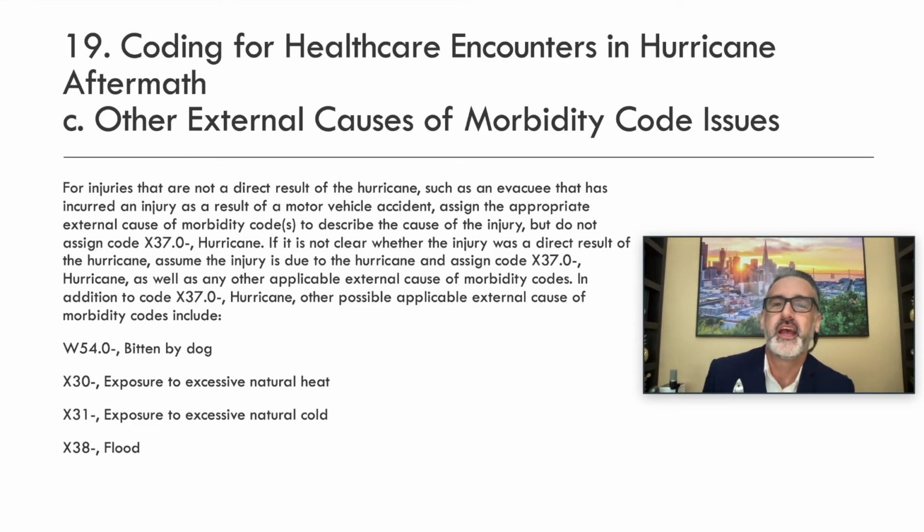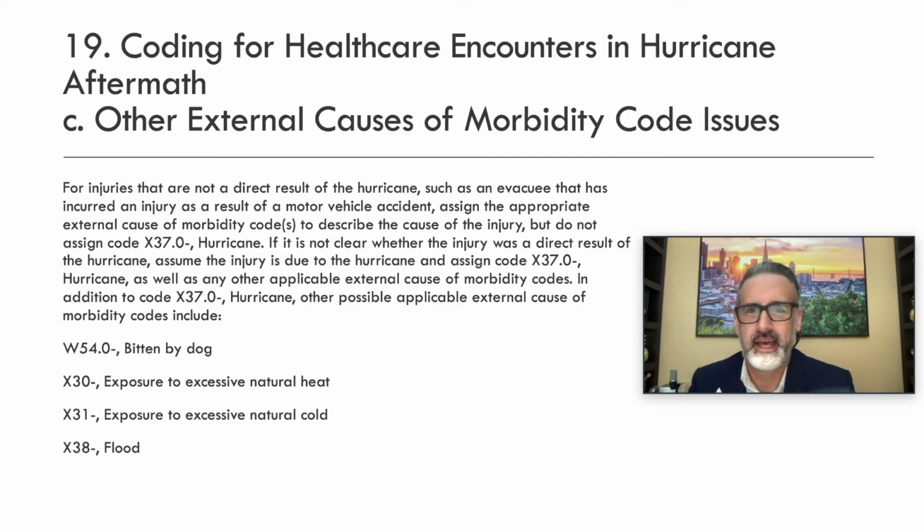And then Part C, other external causes of morbidity code issues. For injuries that are not a direct result of a hurricane, such as an evacuee that has been injured in an accident, or as a result of a motor vehicle accident, assign the appropriate external causes of morbidity to describe the cause of injury, but do not assign a hurricane code.